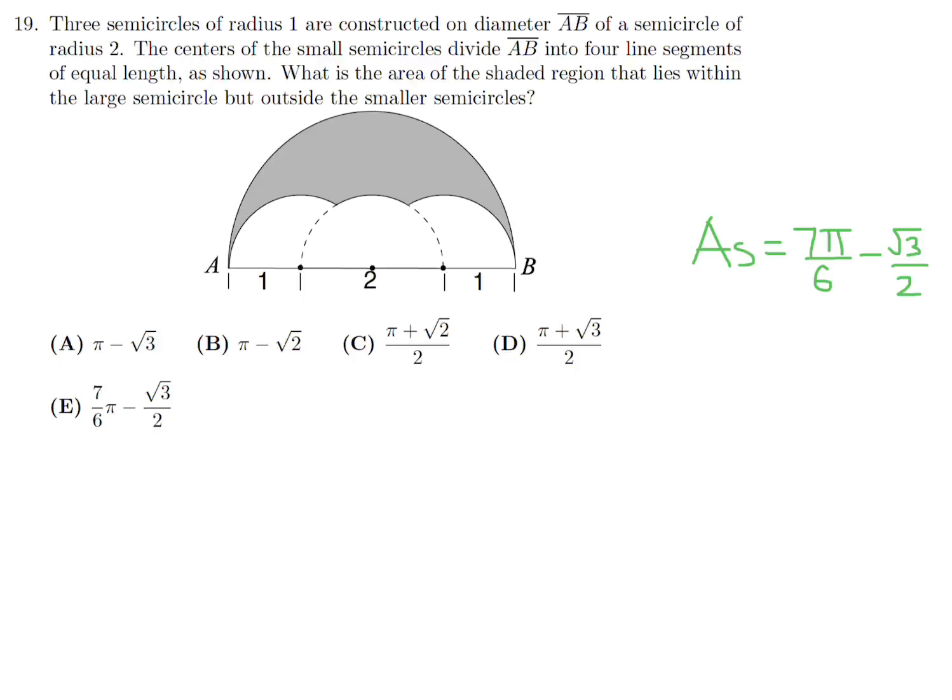If you bring back the question to see the answer choices again, you will see that number 19, 7 pi over 6 minus √3 over 2, is answer choice E.